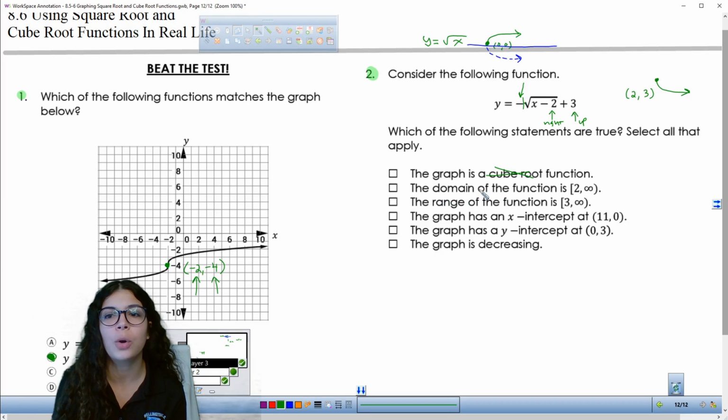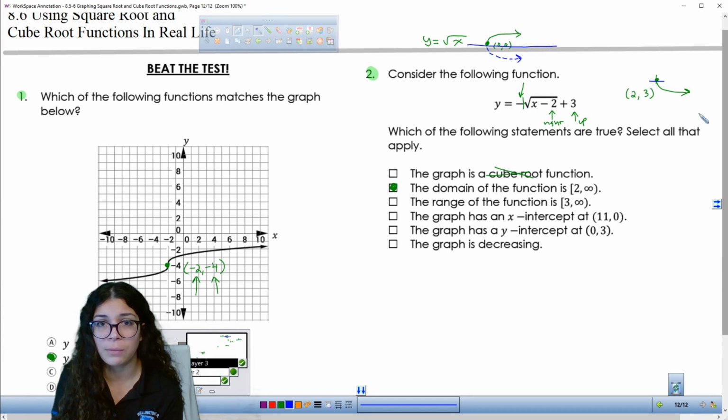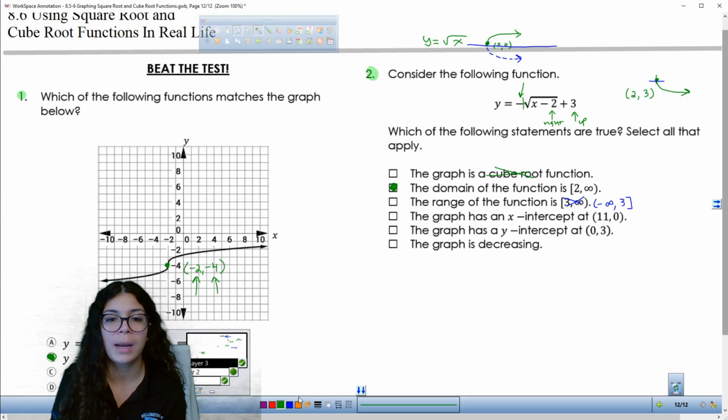Okay, now it says that the domain of the function is from 2 to infinity. Now, what is the x value here? The x value is 2. So yes, the smallest x value will be 2, which is the extrema point, and then we will go all the way up to infinity. That is correct. Next, they're asking us the range of the function is from 3 to infinity. Now, that's not right. The highest value is actually 3. The lowest y value is in negative infinity, right? So the range would actually be negative infinity till 3. So that is incorrect.